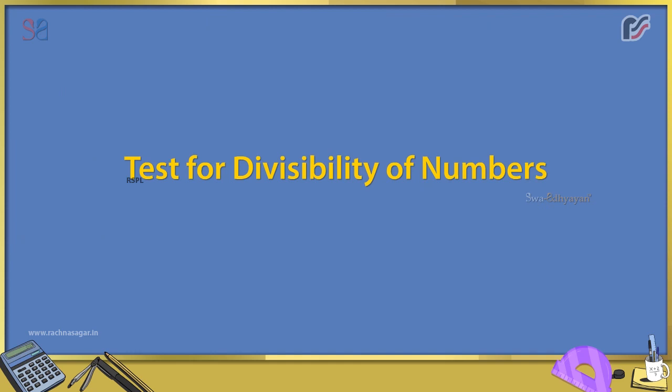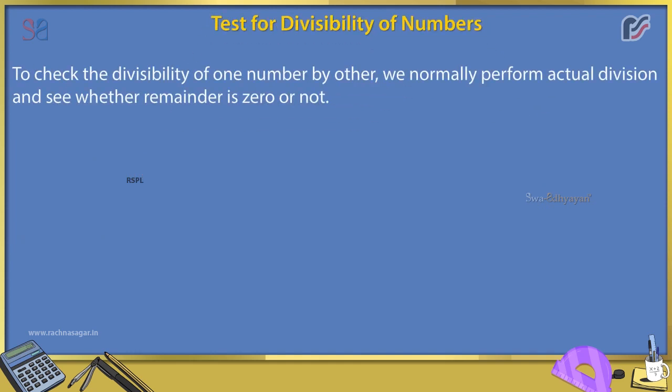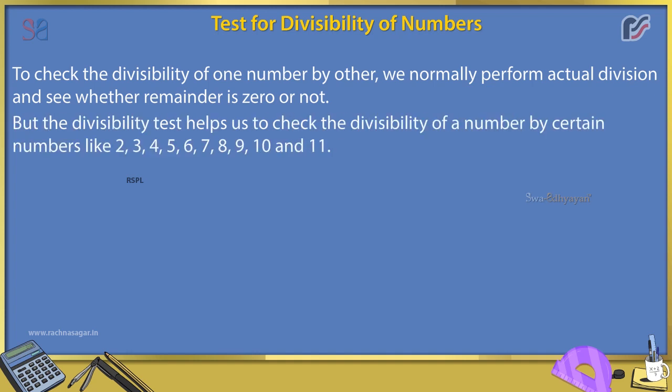Test for divisibility of numbers. To check the divisibility of one number by another, we normally perform actual division and see whether the remainder is 0 or not. But the divisibility test helps us to check the divisibility of a number by certain numbers like 2, 3, 4, 5, 6, 7, 8, 9, 10 and 11.